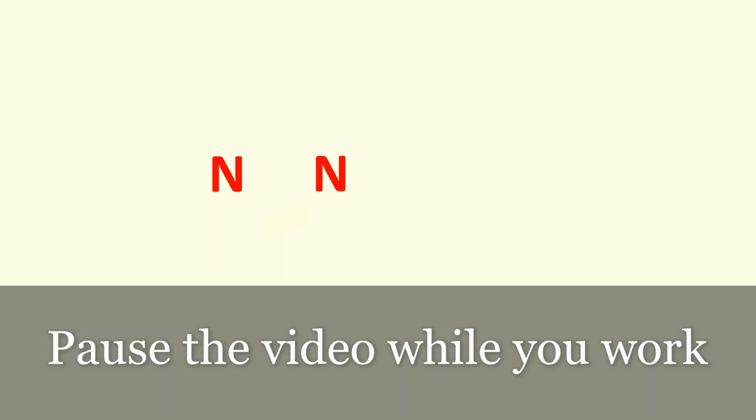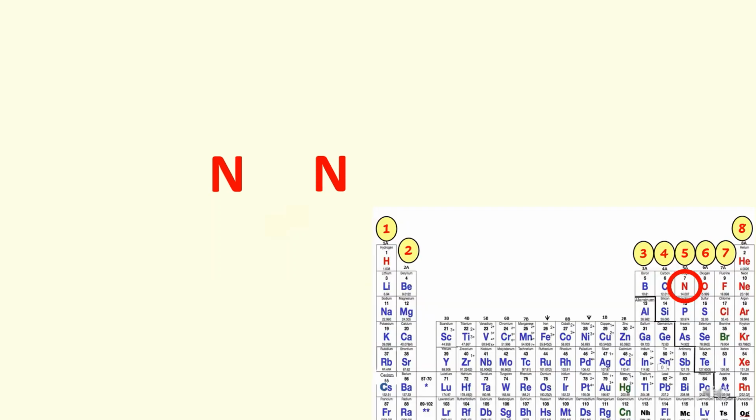Pause the video while you try this one on your own. Then restart the video to check your work. Nitrogen is in column 15, so each of these nitrogen have 5 valence electrons. So we're going to give each of them 5 dots.